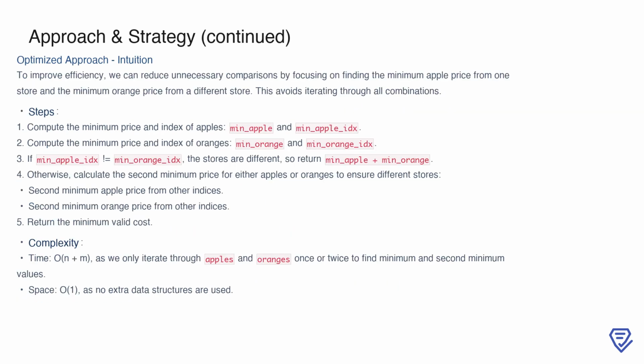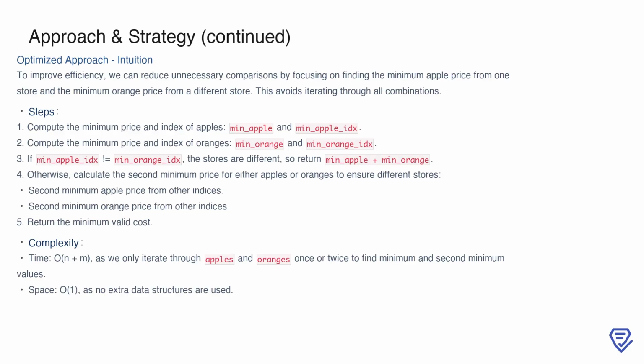To improve efficiency, we can adopt an optimized approach that avoids iterating over all combinations. Instead of checking every pair, the goal is to focus on finding the minimum apple price from one store and the minimum orange price from a different store. This drastically reduces the number of comparisons. First, we identify the minimum price and its index in the apples array, which we call min_apple and min_apple_idx.